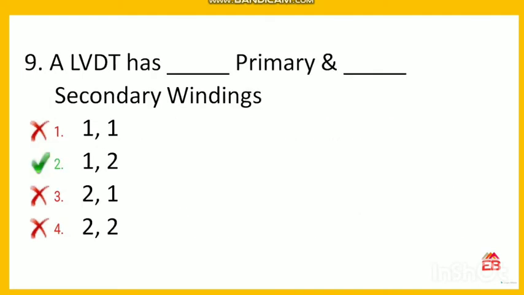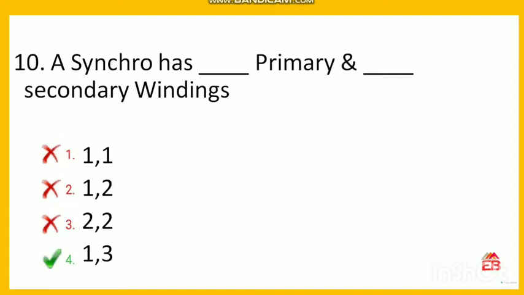Next question is, an LVDT has dash primary and dash secondary windings. So the options are 1 and 1, 1 and 2, 2 and 1 or 2 and 2. So the correct option is an LVDT has 1 primary winding and 2 secondary windings. An LVDT is nothing but a transformer, it also has a primary winding and secondary windings. So in case of LVDT, it has one primary and two secondary windings. Option 2 is correct.